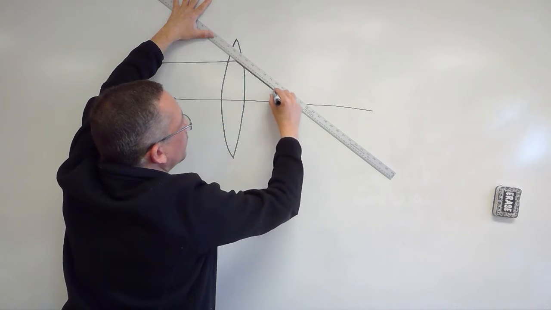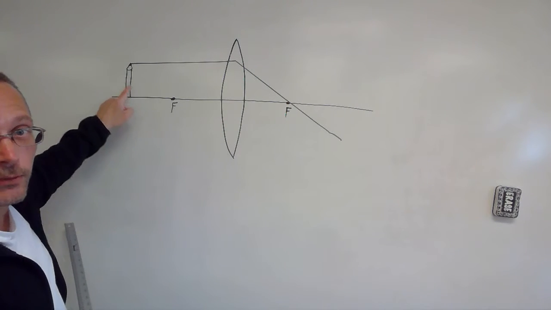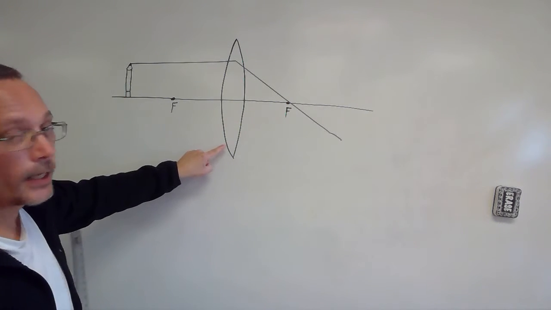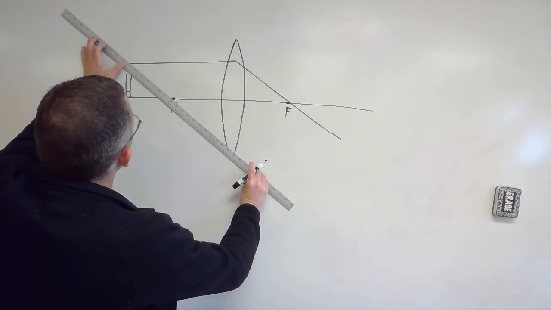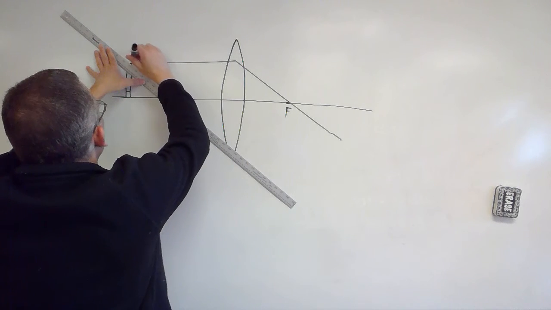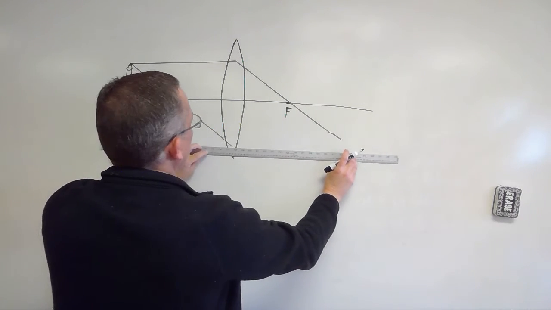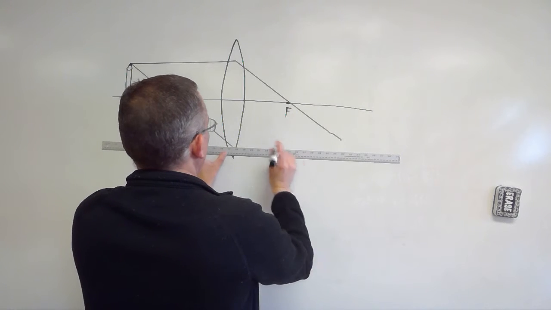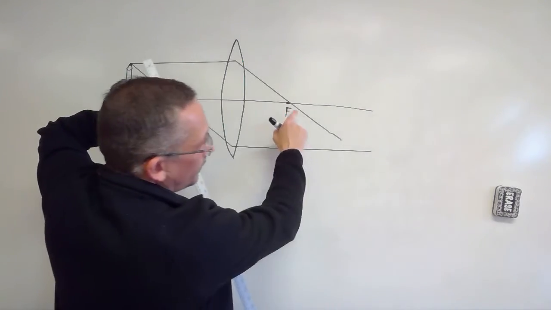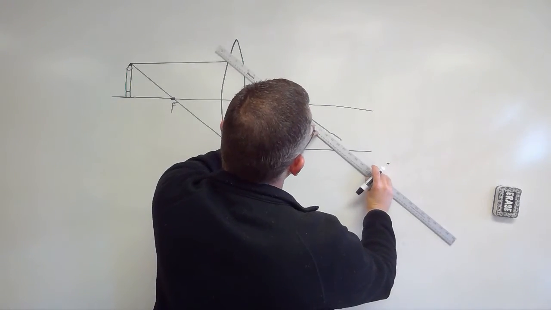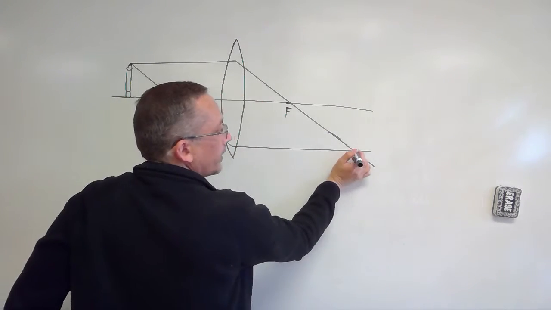Draw on the board and not on the ruler. There we go. The second will go down through the focus to the lens and then parallel to the axis. Not the best parallel, but I should have drawn this one further out. Let me draw this one a little bit further out. Okay. And we can see they're going to intersect right here.